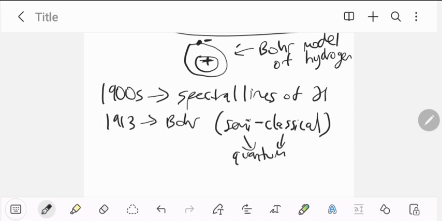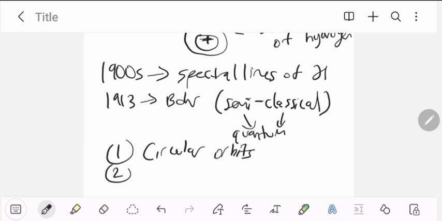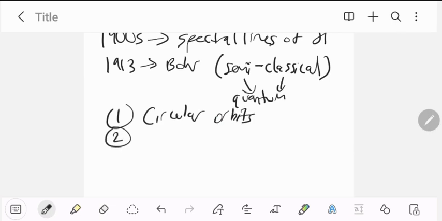Going back to Bohr's postulates, this is part of the syllabus. So here are the postulates. First postulate: electrons orbit the nucleus in circular orbits, much like planets orbit the sun. Second postulate. A postulate is an assumption or a suggestion. The second one was that electrons orbit the nucleus in quantized energy levels.